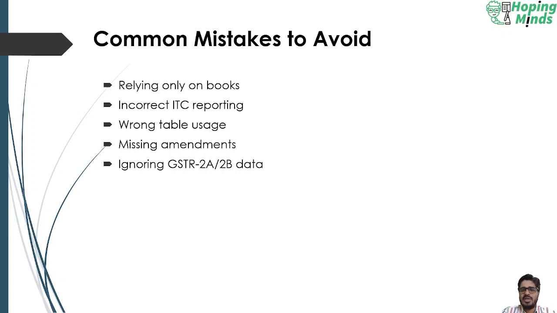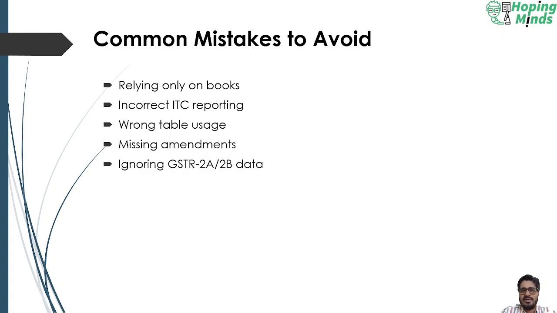Then wrong table usage. The proper table must be used to declare the data in the GSTR 9 return. Then missing amendments. The amendment fields in the monthly or quarterly GST returns must be considered while preparing the GSTR 9 return. Data appearing in the amendment fields must be considered at the time of reconciling the data for the annual return.